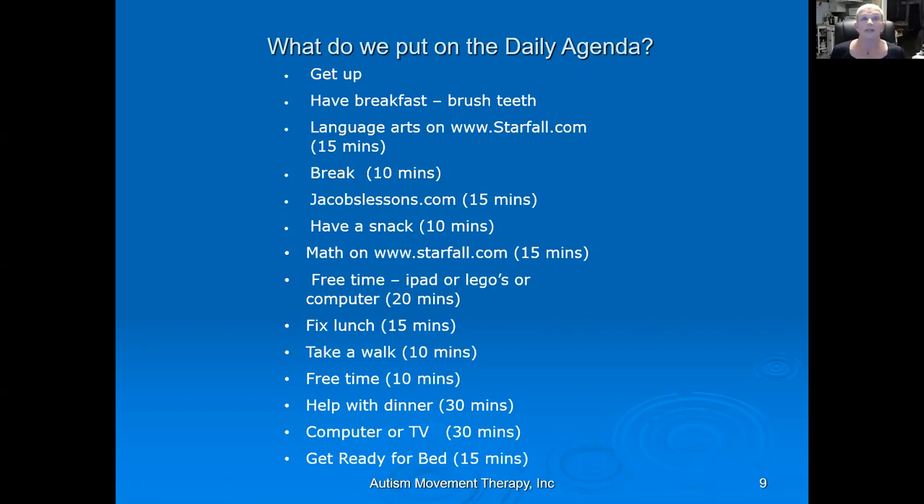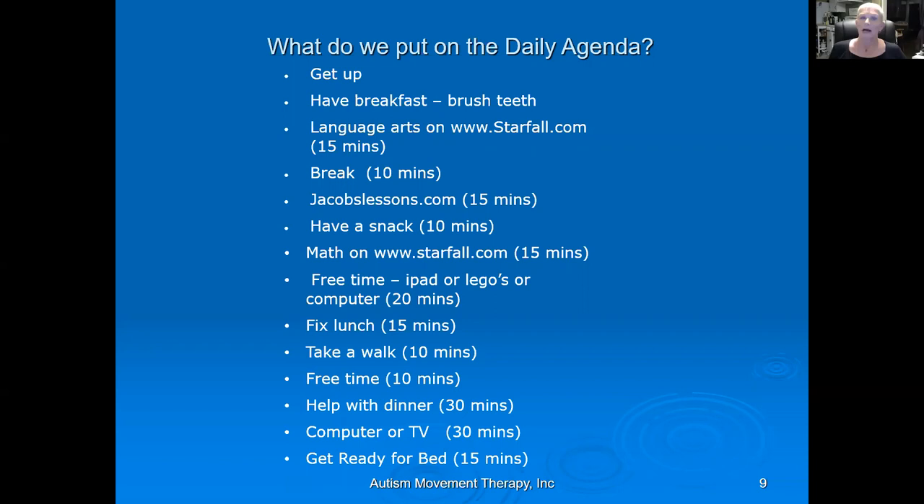It's fantastic. It has probably about 50 programs on it that you can do in different levels, and all in trials. Trials with a reinforcer, a verbal prompt, a reinforcer at the end. Fantastic. Jacobslessons.com, 15 minutes. Then what? A snack, 10 minutes. Then math on starfall.com, 15 minutes. Then free time: iPad or the Legos or computer.